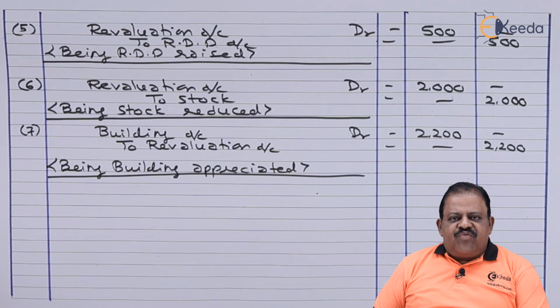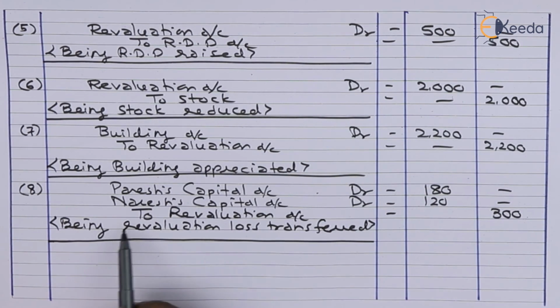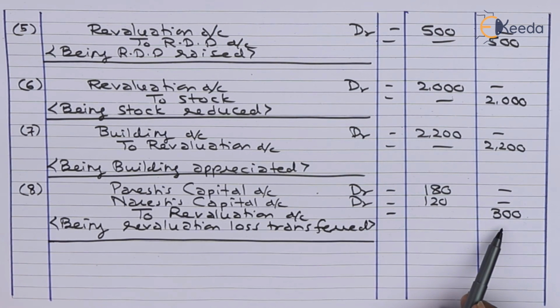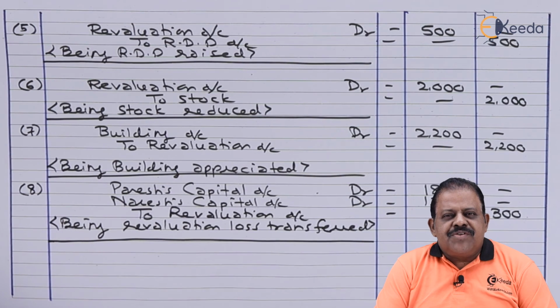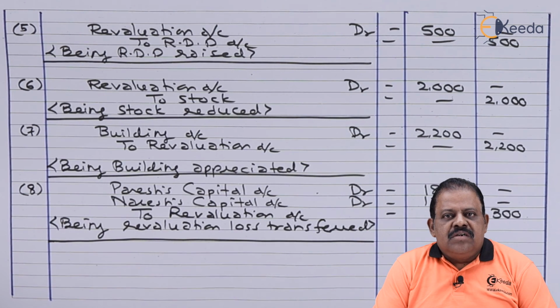Let us record entry for loss transferred. Paresh capital account debit 180, Naresh capital account debit 120 to revaluation account 300, being revaluation loss transferred. In this question we learn how to do journal entries in problem relating to admission of partner. We are required to prepare as a working note revaluation account to find out revaluation profit or loss.